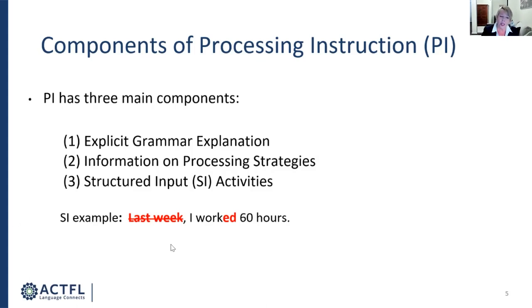The third part is to create structured input activities. These are activities that force learners to make a form-meaning connection. So looking at my example here, last week, I worked 60 hours. The words last week are a lexical item that we remove to eliminate any redundancies in the sentence that indicate past tense. Last week is the first thing students are going to process. And okay, last week, that gives us the past.